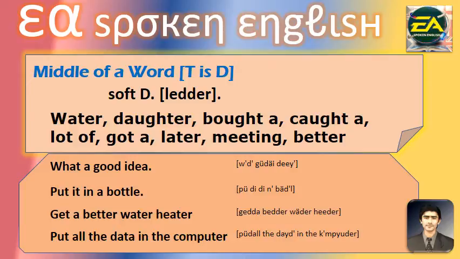The second rule of this pronunciation is mastering T when the T is D. It's a very easy one. Just keep in mind, when letter T is between two vowels, we have to pronounce it like a soft D, like letter, water, daughter, better, ladder, meeting.